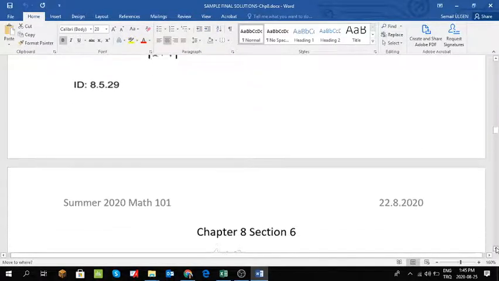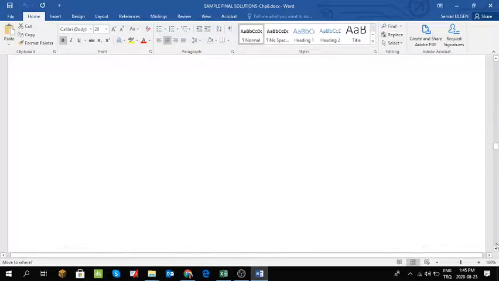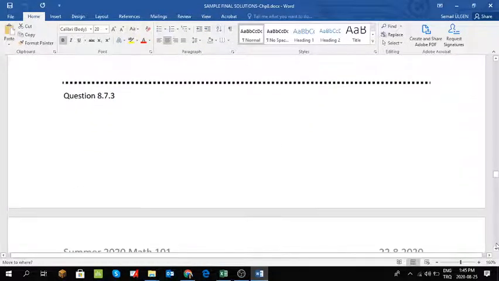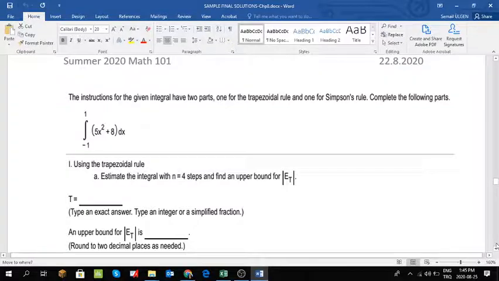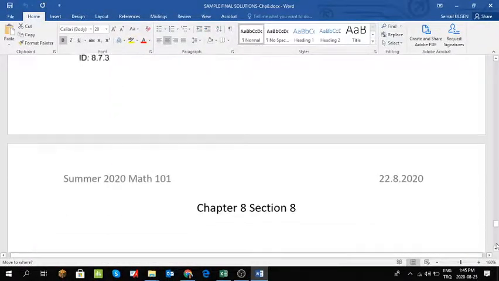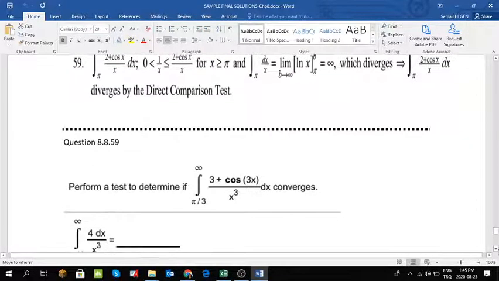All right, and the next question, I'm going to skip this question. And I'm going to skip this question too because I didn't talk to you about Simpson's rule. I put it in here, and let's see.